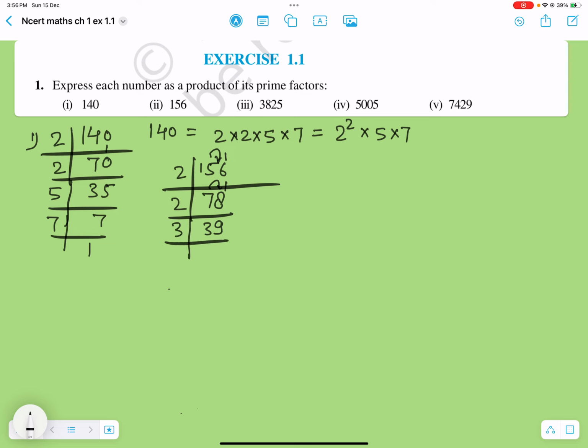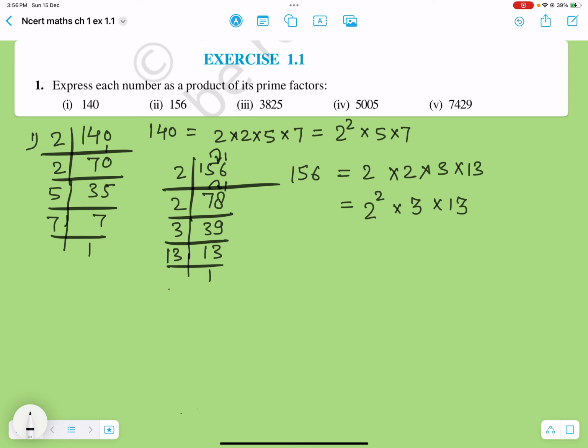Let's try 3. 3 1s are 3, 3 3s are 9 and then 13, and 13 is a prime number. So it will be completely divisible by 13. So 156 would become 2 multiply 2 multiply 3 multiply 13, or we can write it down as 2 raised to power 2 multiply 3 multiply 13.